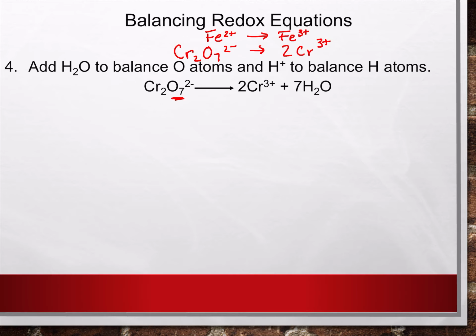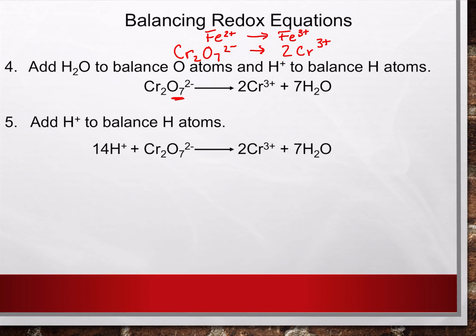So now we have 7 oxygens on the left, 7 oxygens on the right. But now you'll notice that we have hydrogens on the right, but no hydrogens on the left. So we are going to add H+ to balance the hydrogen atoms. On this side, we had 14 hydrogens. So to balance it, we are going to add 14 H+ to the other side. So now, looking at this, we have 2 chromiums on each side, 7 oxygens on each side, and 14 hydrogens on each side. So we're good to go.